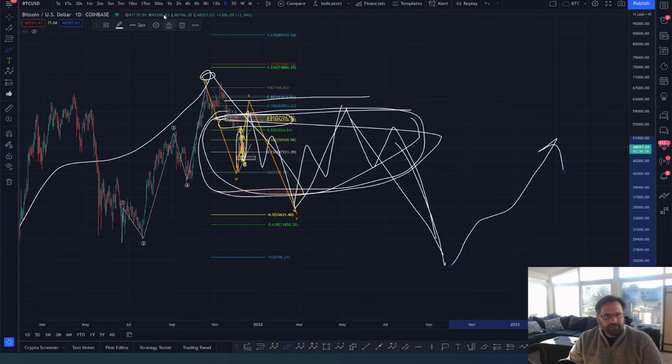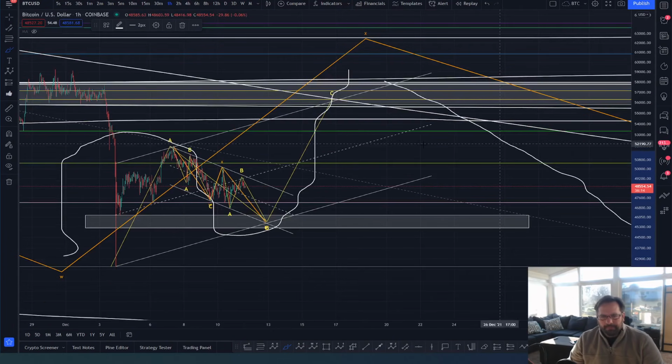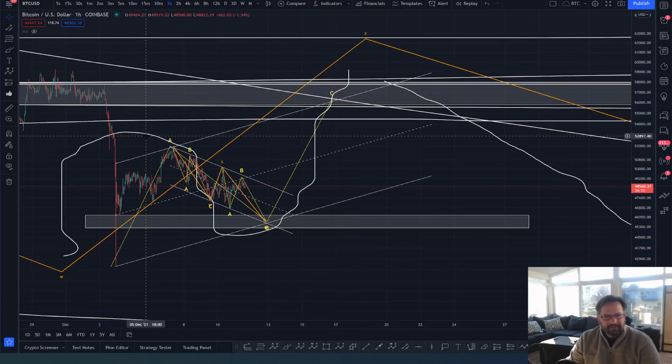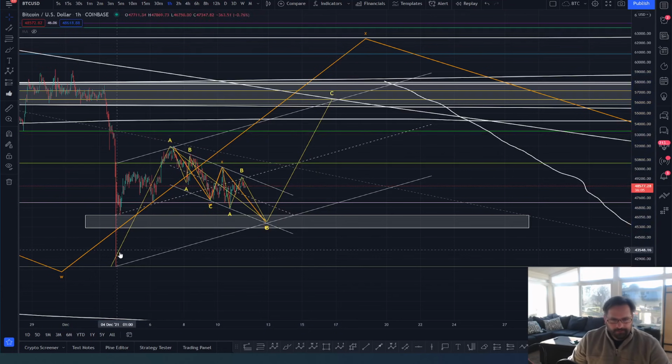But again, just zooming back in just a little bit here on the small time frame here. See if I can get rid of that ugly thing there. Oh, not that. Right there. There we go.